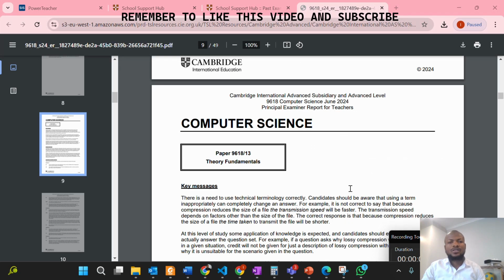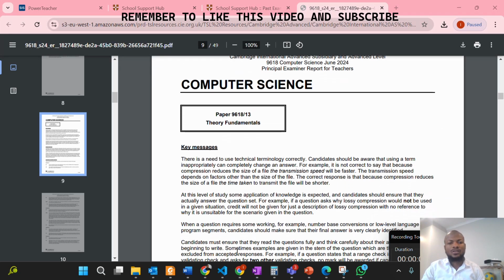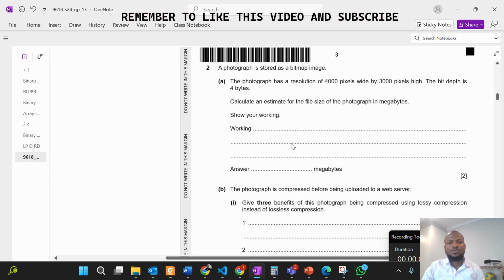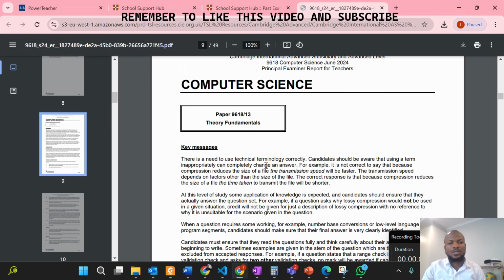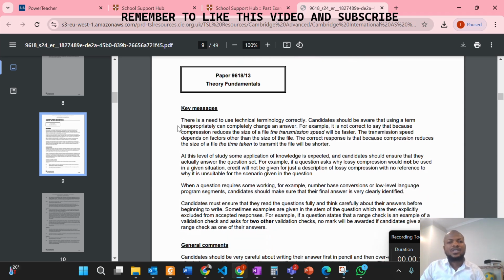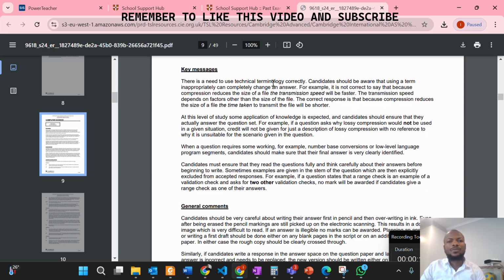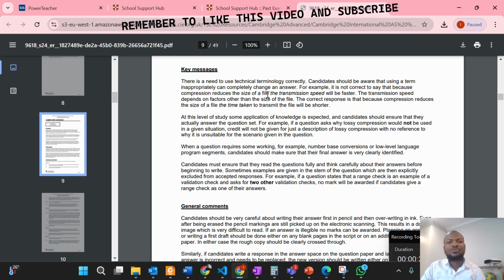Now let's take a look at the examiner's report for question 1, because we are done solving question 1. Before we go to question 2, let's look at the examiner's report. Key message: there is a need to use technical terminology correctly. Candidates should be aware that using a term inappropriately can completely change an answer. For example, it is not correct to say that because compression reduces the size of a file, the transmission speed will be faster. That is not true.